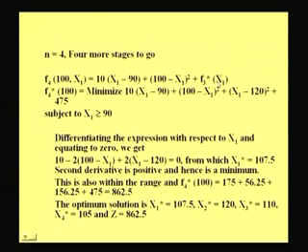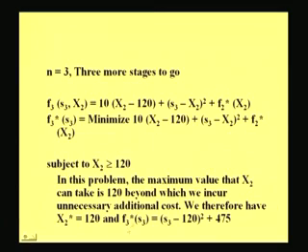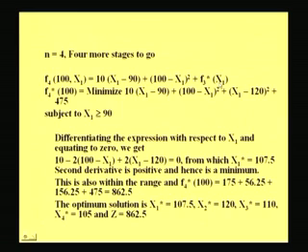f3 star of x1 comes because this x1 is available as S2 at the beginning of the stage n equal to 3. So this x1 is going to go as S2. So earlier we have defined f3 star of S3. So now this x1 is going to go as S3. So we write f3 star of x1.